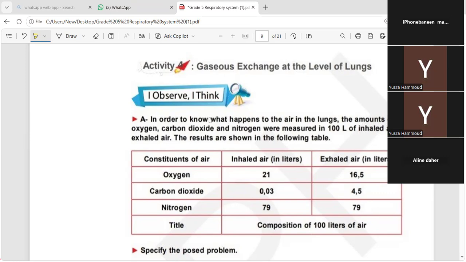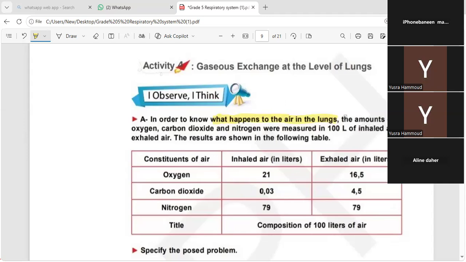What happens to the air? What happens in the organ to the air? One by one. What happens to the air in the lungs? So always when you have, in order to know, to justify, to verify, to understand, you should underline what is after the sentence or the question, as this will help us later in the answers of the questions.